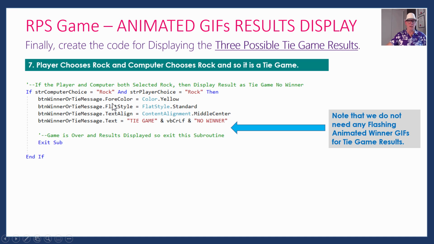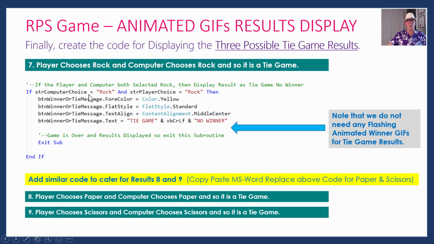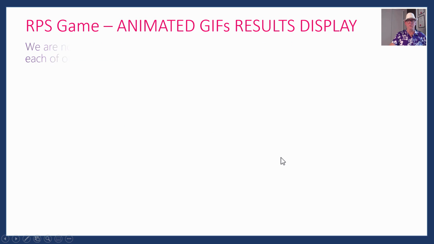So you need that put in there for both of them chose rock. And notice how we do that. We do string computer choice is rock and string player choice is rock. And then we need to do one for paper and one for scissors. So you'd have if string computer choice equals paper and player choice equals paper, well then it's a tie game, no winner. And you could also have another one underneath there that said if computer choice is scissors and player choice is scissors, it's a tie game. So altogether this big new subroutine we're writing will have 9 ifs and end ifs in it when you are finished.